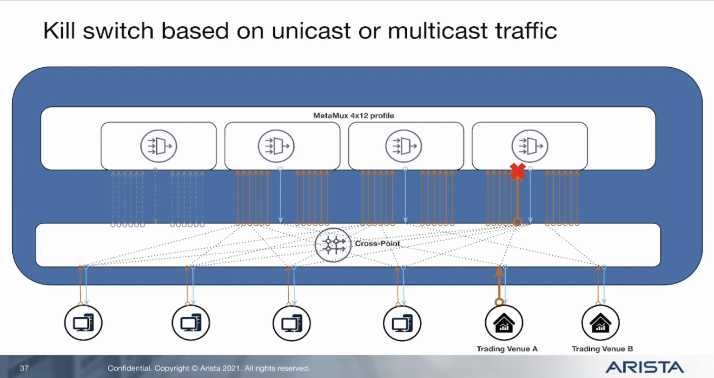The traffic flows through the crosspoint and enters the muxing instance. Then the muxing instance detects the burst of traffic and shuts down the respective input port to limit impact to other devices which are attached to the same muxing instance. The same feature applied to other muxing instances can also protect return traffic from badly behaving application servers.